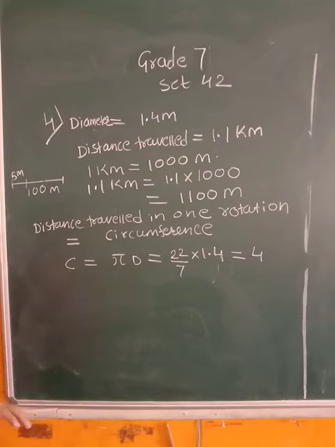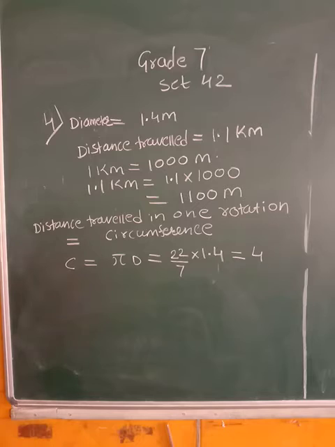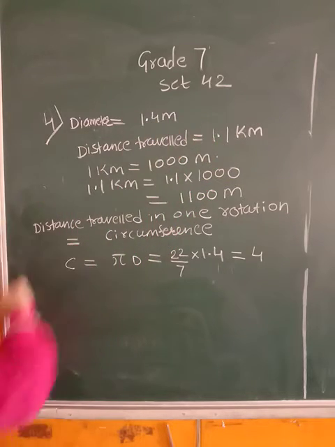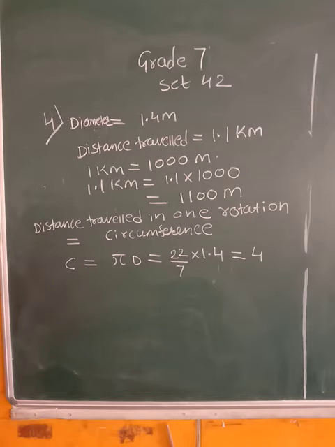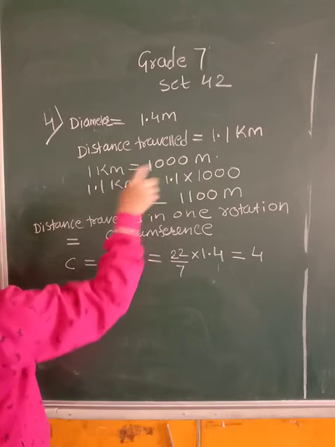So let us start from the first again. See now. The diameter of the wheel is given as 1.4 meters and the distance is in kilometers. One is in meters and one is in kilometers, so we have to convert first. Let us convert kilometers to meters. We know that 1 kilometer is equal to 1000 meters. This is the conversion.